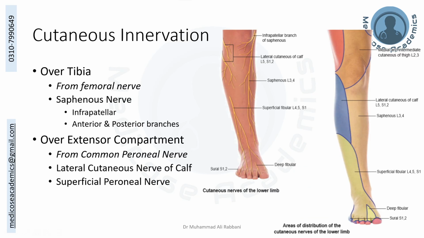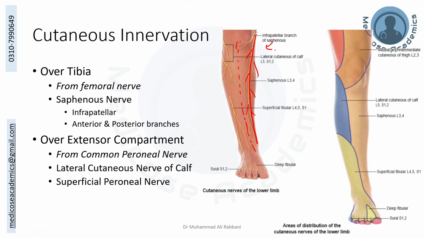Then comes the cutaneous innervation. You can very easily divide it into two parts, the lateral and the medial one. The medial part over the tibia, this one, is supplied by the branch of the femoral nerve, and basically there is one branch that is the saphenous nerve. This one, this is the saphenous nerve that supplies the area of the medial aspect of the whole leg.